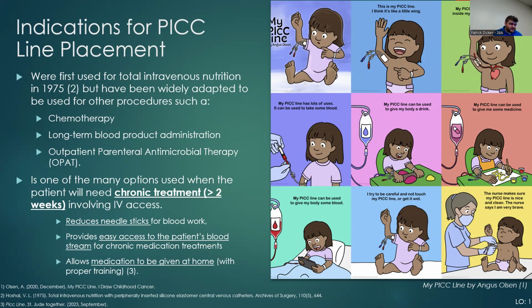It's like, this is my PICC line. It's a little wing. It has a little tube that goes inside my body where my blood is. It has lots of uses: take some blood, give the body a drink, give the body some medications, give it some blood. And it's important to keep it clean and not wet. It reduces needle sticks, allows easy access to the patient's bloodstream, and allows medication to be given at home with proper training.